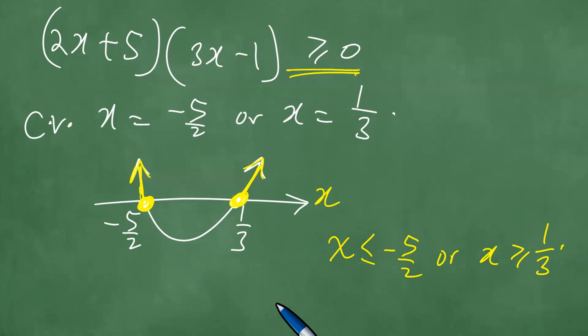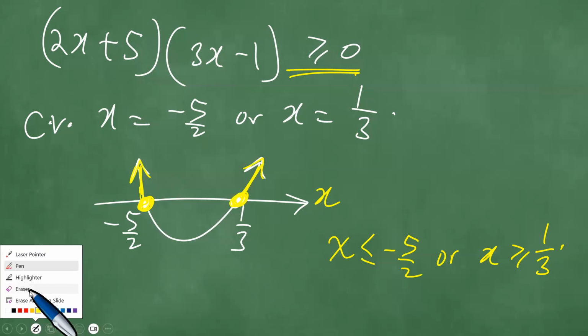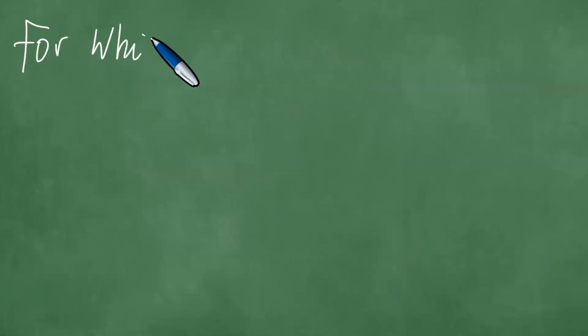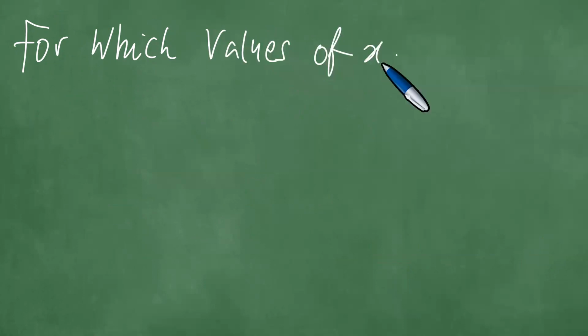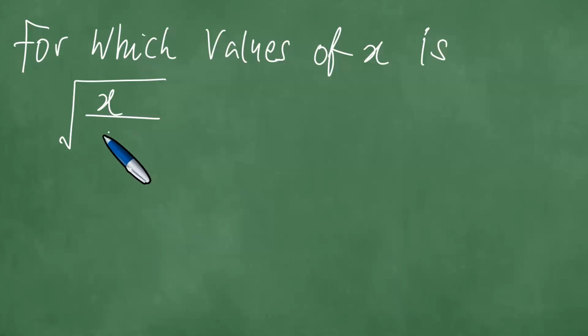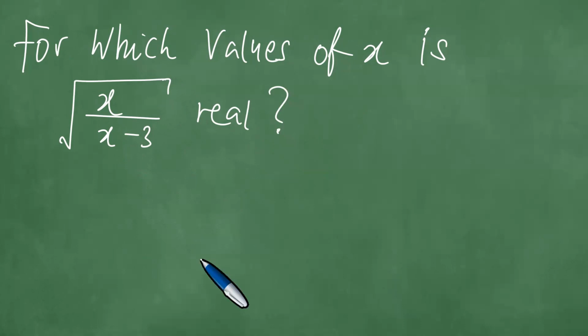Okay, now normally they ask these particular questions, and here is one small little question. For which values of x is x divided by x minus 3 real? For which values of x is the square root of x over x minus 3 real?